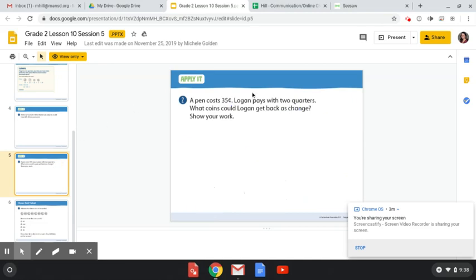Okay, the next one says a pen costs 35 cents. Logan pays with 2 quarters. What coins should Logan get back as change? When it says get back as change, that tells me that this is a subtraction problem.